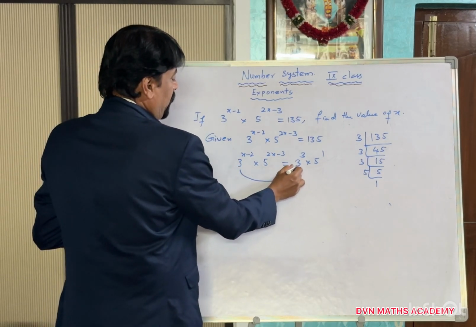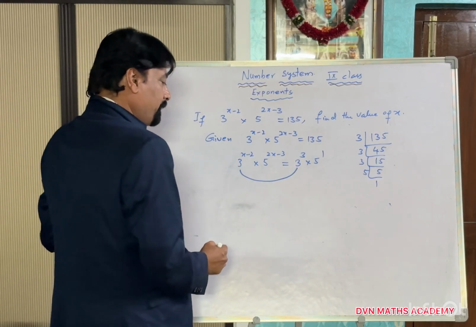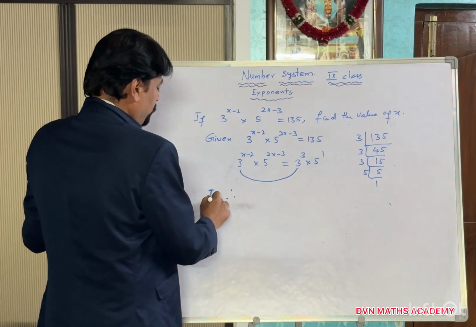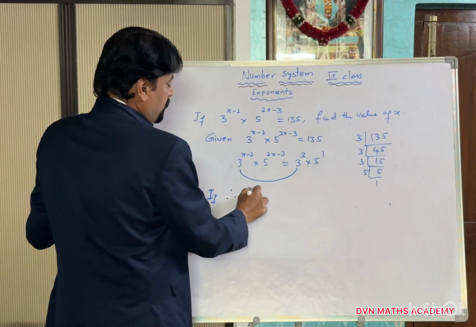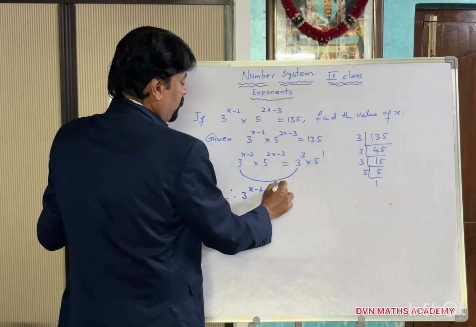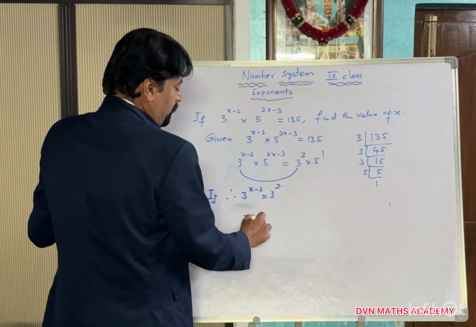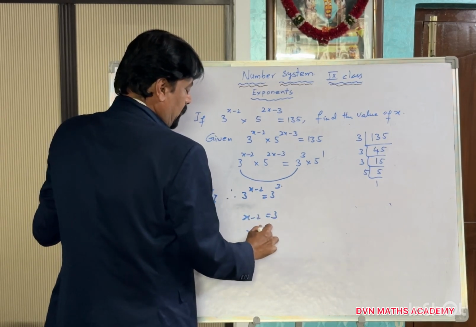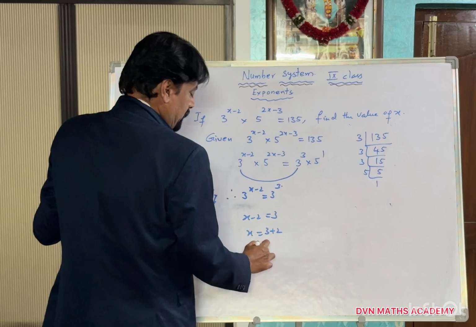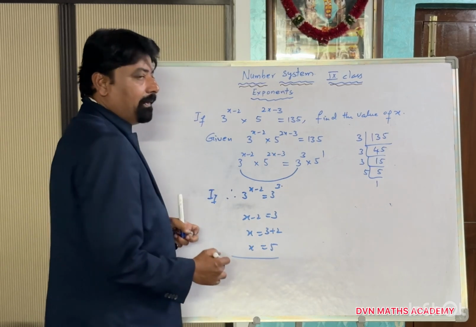So 3 to the power of x minus 2 is equal to 3 to the power of 3. Therefore, if 3 to the power of x minus 2 is equal to 3 to the power of 3, the bases are equal, so x minus 2 is equal to 3, x is equal to 3 plus 2, therefore x is equal to 5. So the x value I got is 5.